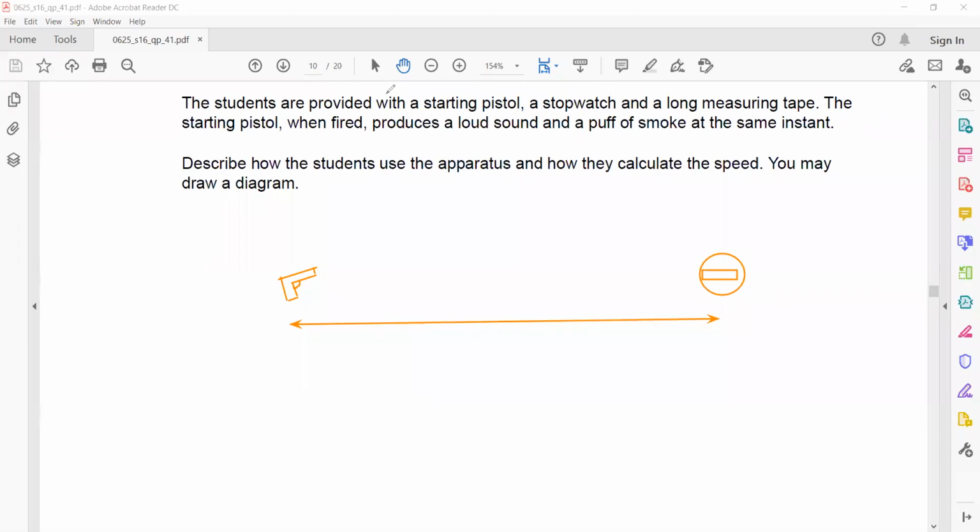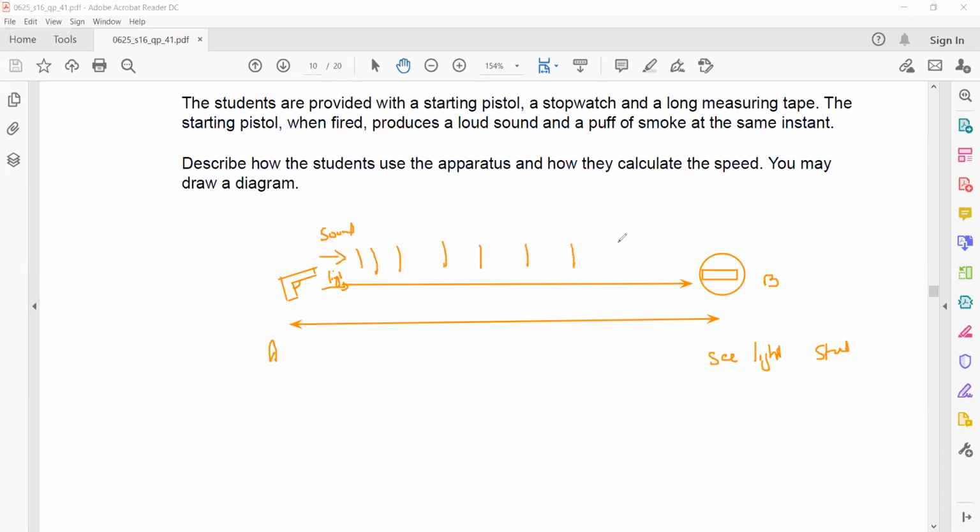So when he sees the flash, or the light, he will start the timer. And then the sound will take some time to reach. When he hears the bang, he will stop the timer. That is the time taken by sound to travel from position A to position B. And you have the formula, speed is distance over time. Distance you measured using a measuring tape, and the time interval you recorded between the flash and hearing the bang. So distance divided by time, you will get the speed.